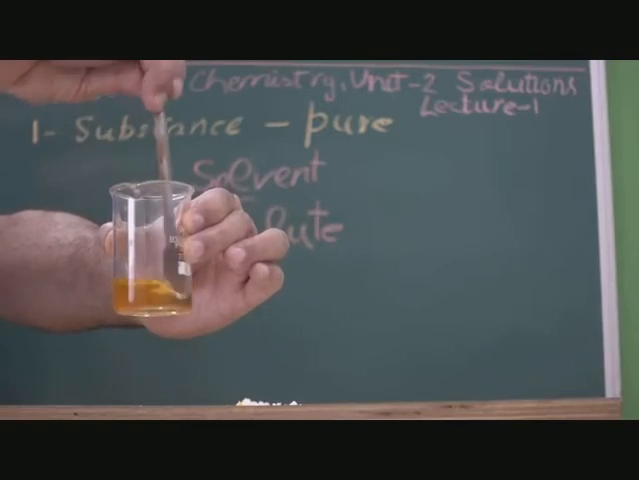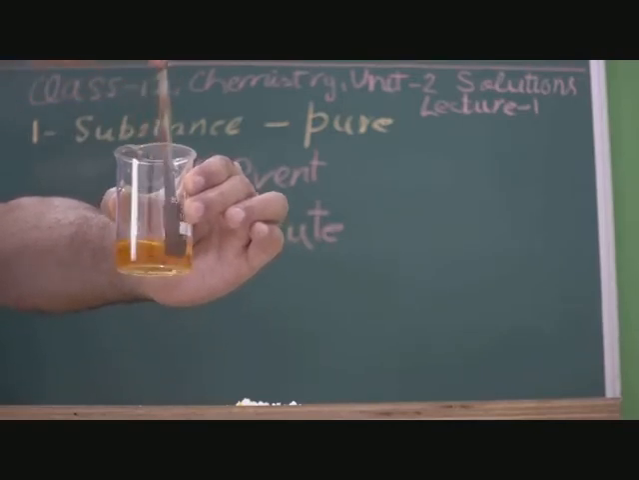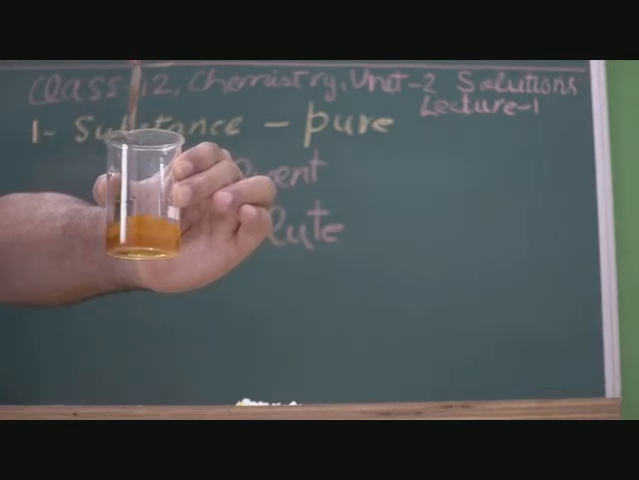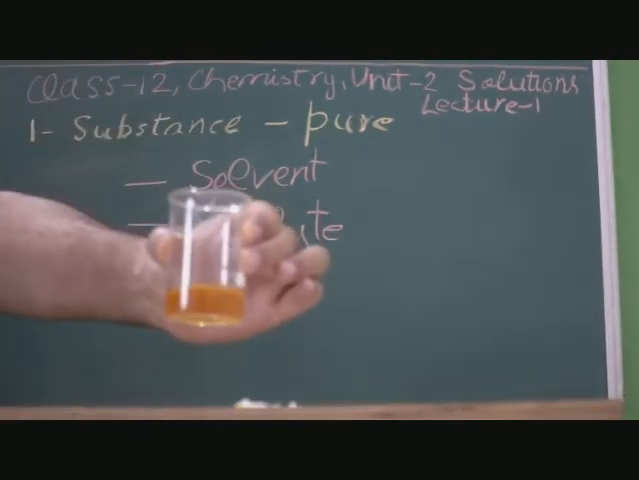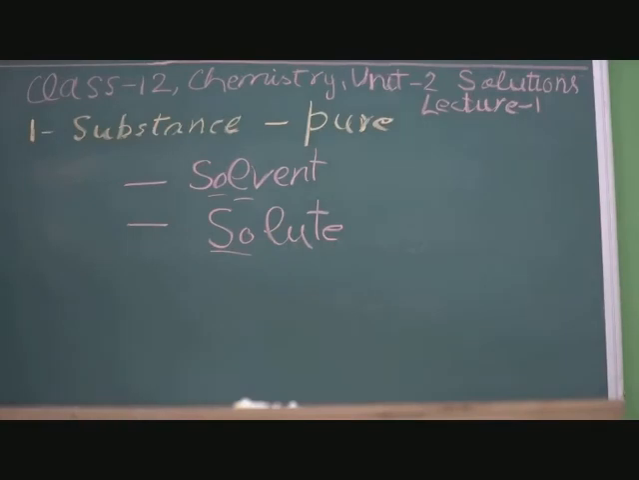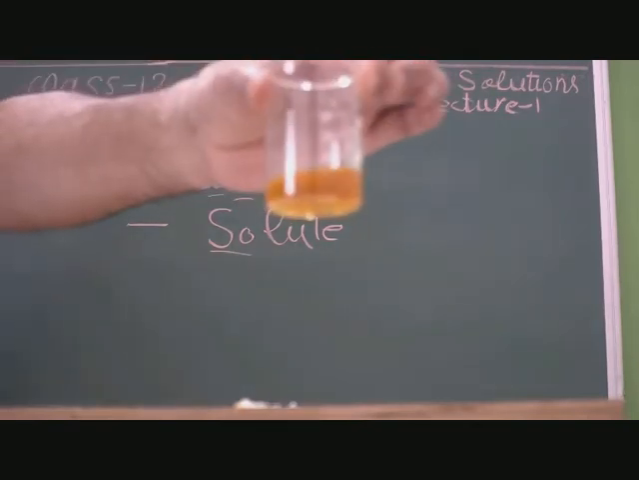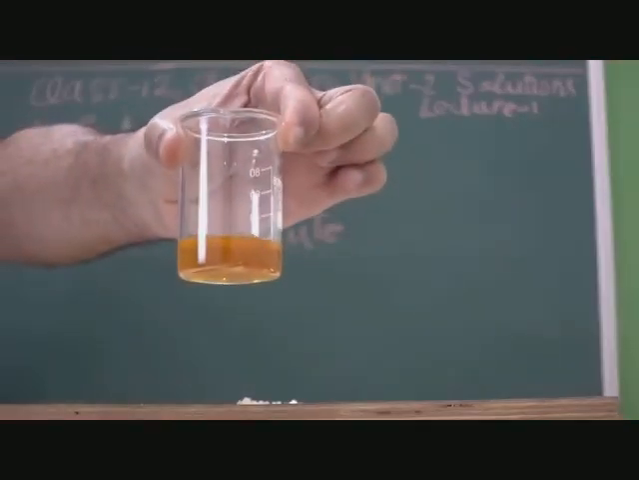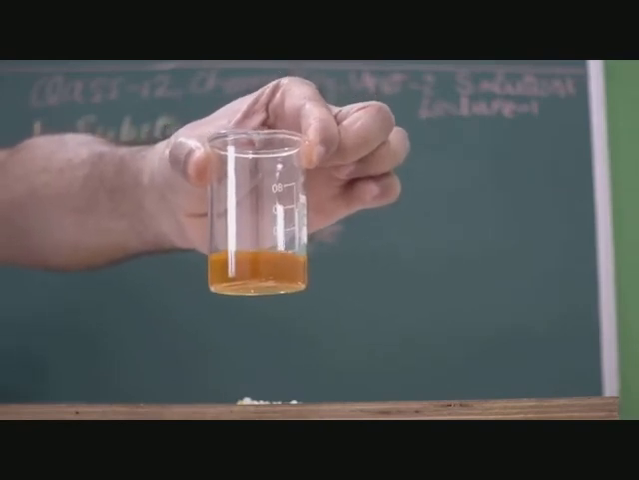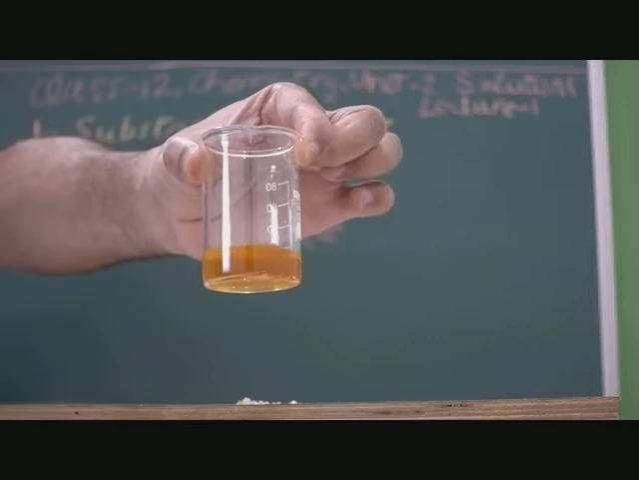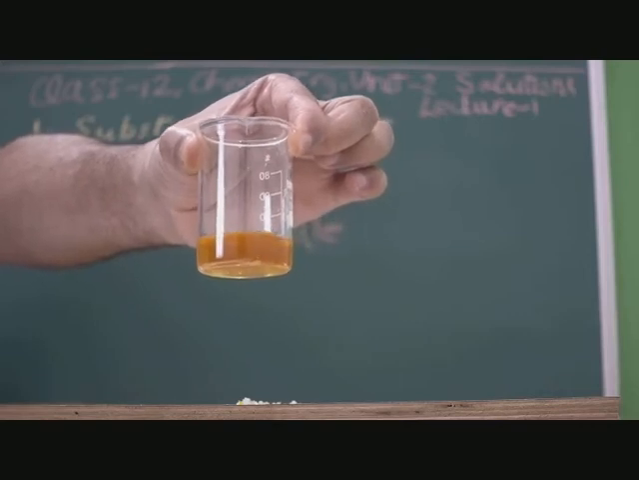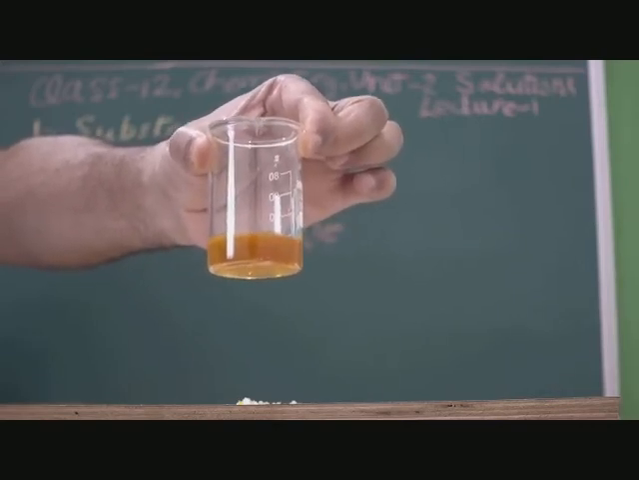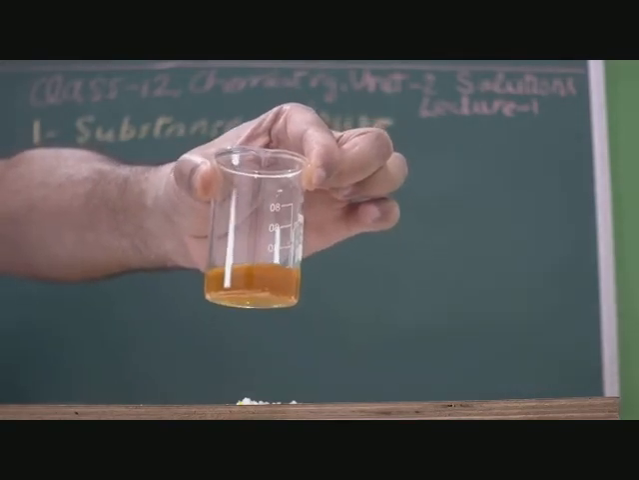And on this gets mixed and forms a solution. This solution has three components. One that is ferric chloride, another that is sodium chloride, and third is water, which is in largest quantity. Therefore, here water is the solvent, and solutes are two substances, ferric chloride and sodium chloride.